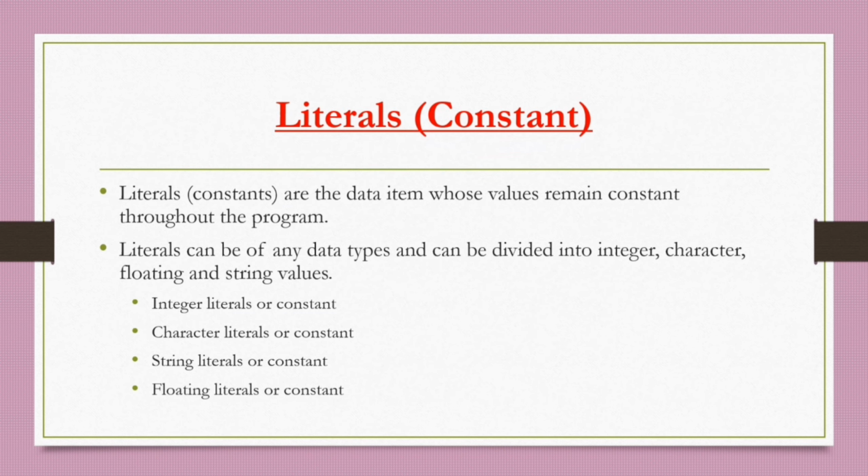Now literals. Literals are also known as constants. Literals are data items whose value remains constant throughout the program. Literals can be of any data type and can be divided into integer, character, floating, and string values. So here we have 4 types of literals: integer literals, character literals, string literals, and floating literals.